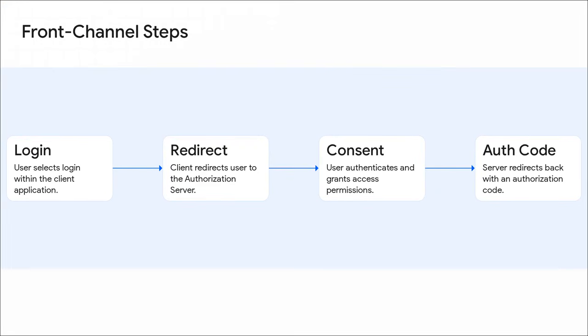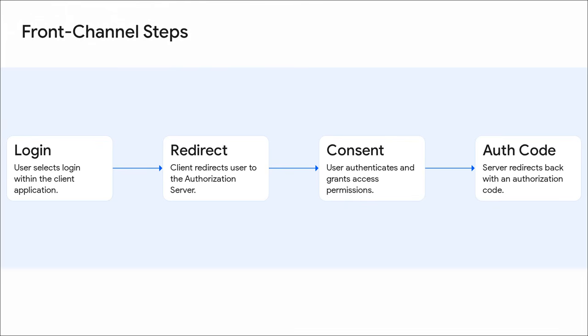You, the user, click Login on the client application. The client immediately redirects your browser over to the authorization server. Once you're there, you authenticate, maybe using your password or a passkey, and you get that classic consent screen asking, hey, do you want to let Print Express view your photos? The moment you hit yes, the authorization server redirects your browser right back to the client.